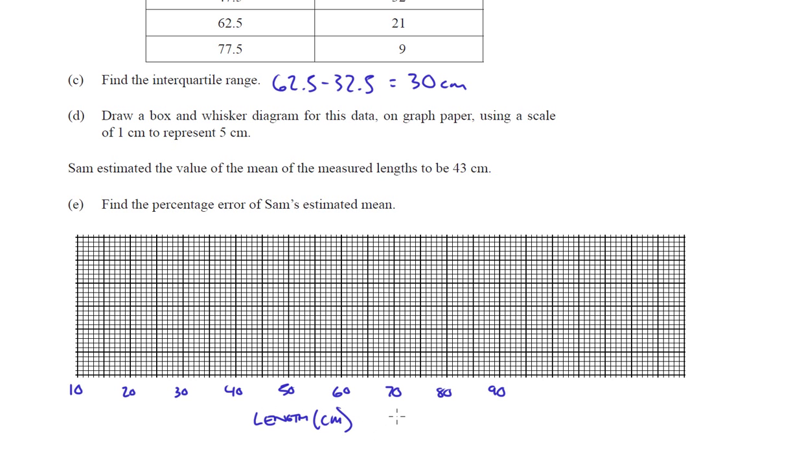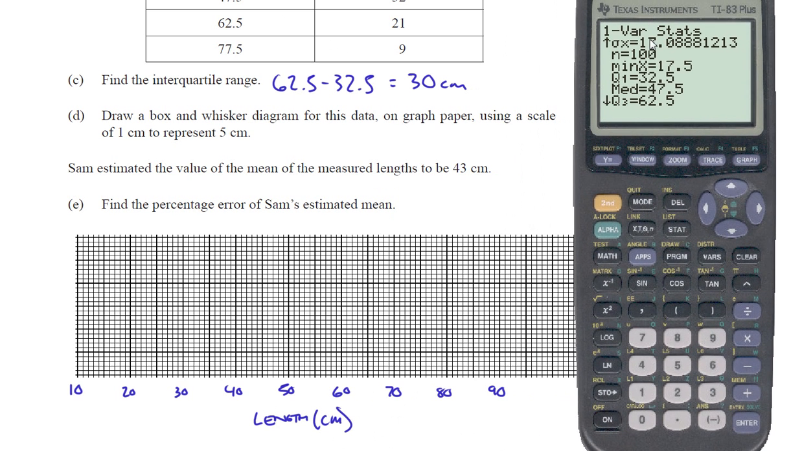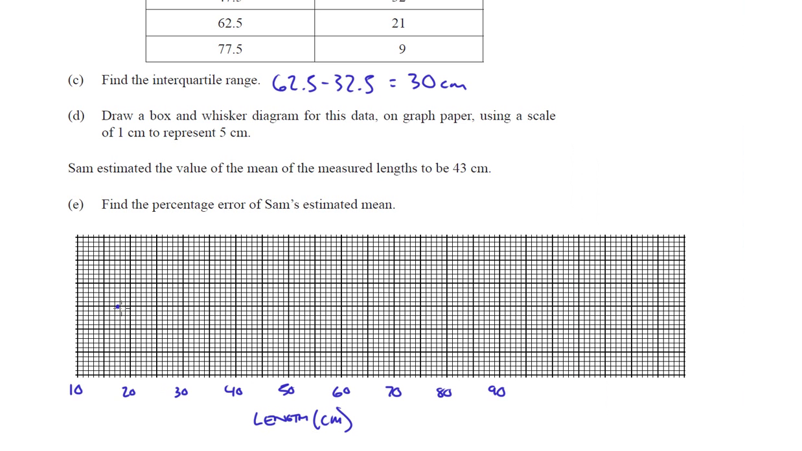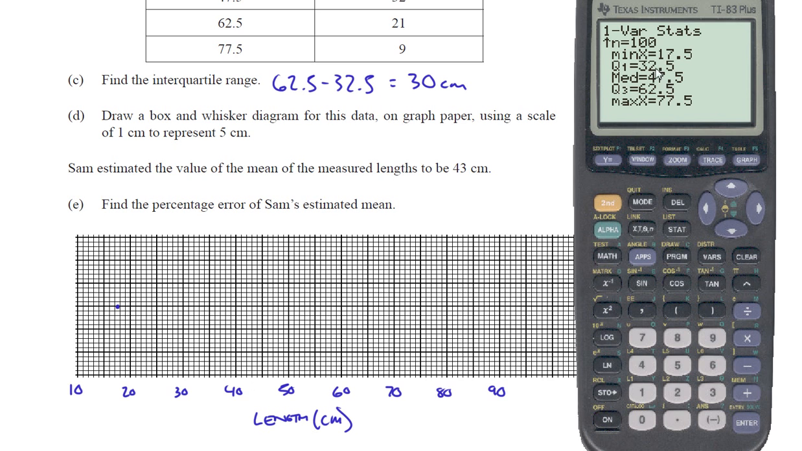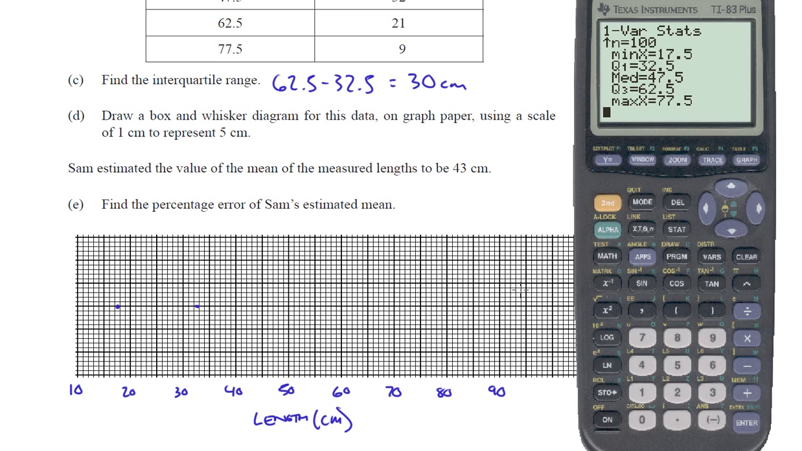Then what we want to do is put all of our 5-number summary in here: our minimum, quartile 1, median, quartile 3, and our max. The minimum is at 17.5, so that's where the end of my whisker is going to go. And then quartile 1 is at 32.5, so that's going to be there. I like to make my 5 dots and make a box around all of it.